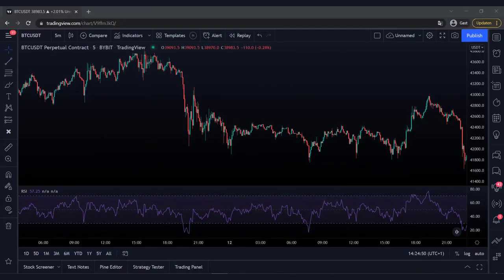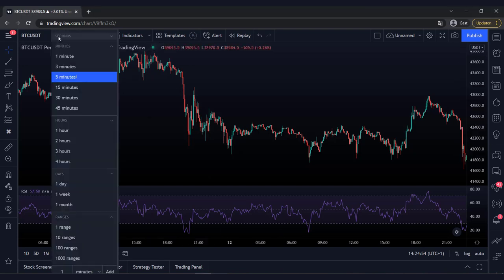The beauty of this strategy is that it can be applied to any time frame. I'm now on the 5-minute time frame. But you can also use the 1-hour time frame or even 4-hour time frame. This makes it convenient to execute the strategy while working or studying.